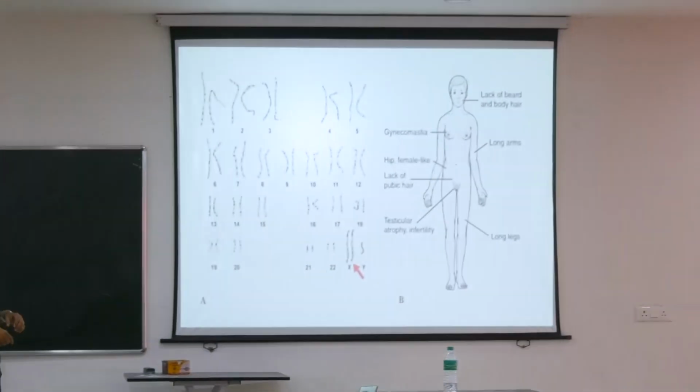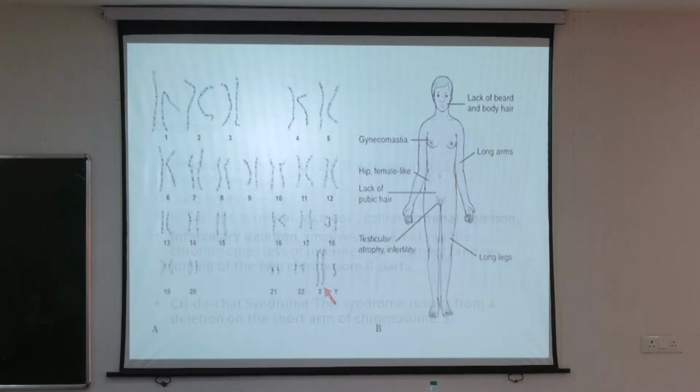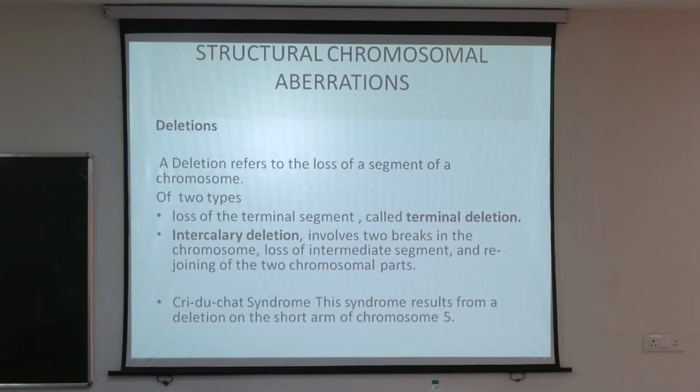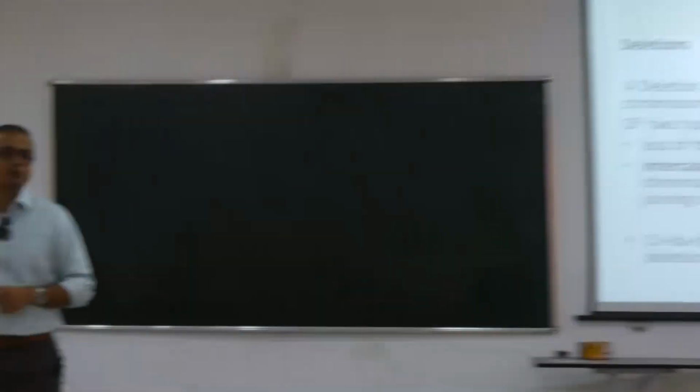So this is about numeric chromosomal abnormality. After that, we're going to talk about structural chromosomal abnormality. So far we talked about the numbers of chromosomes, where we count them and find one less or one more. Now we are going to talk about individual chromosomes and the errors of these individual chromosomes.